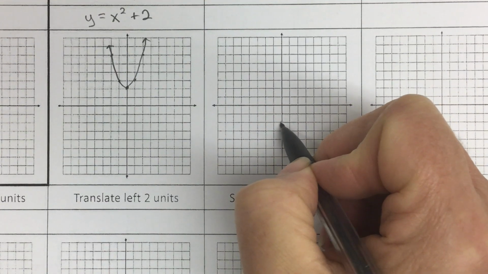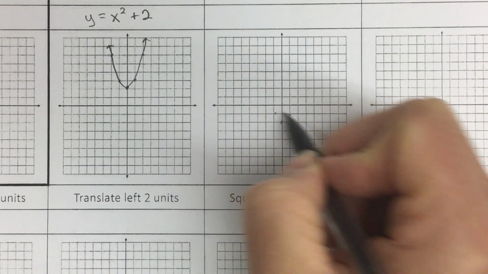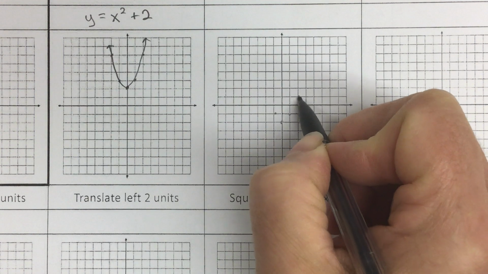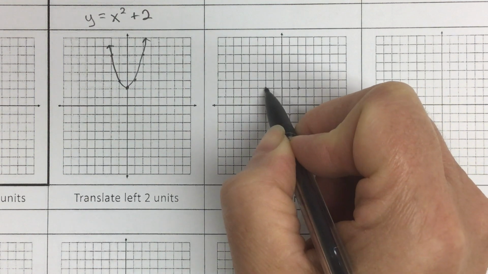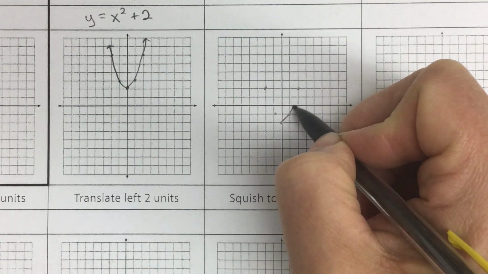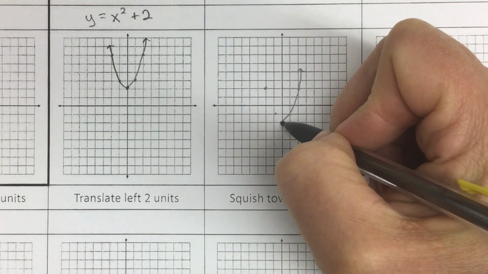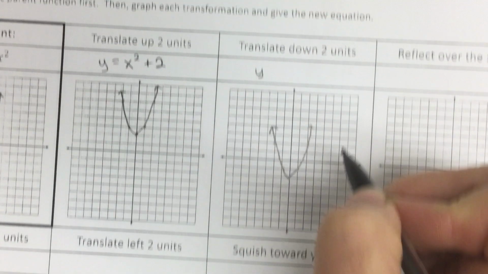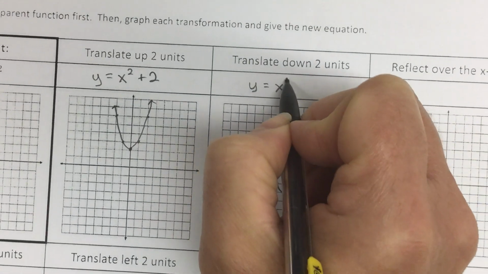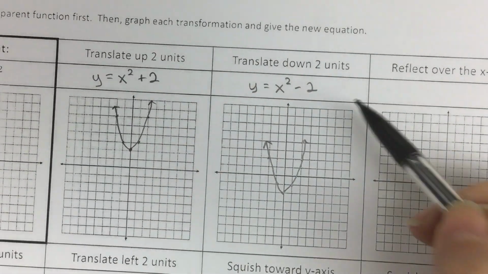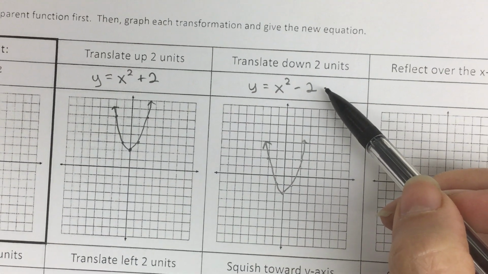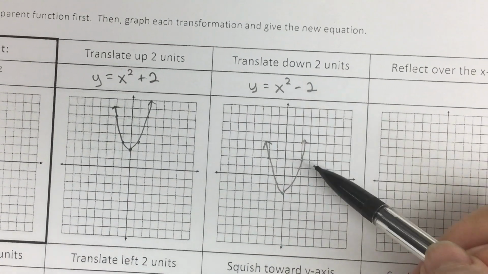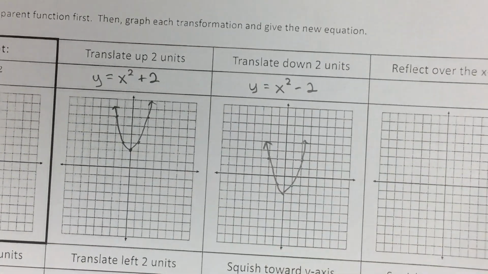To move it down 2 units, we're going to go down 2, over 1, up 1 on each side, over 2, up 4 on each side. And so the equation is going to be y equals x squared minus 2, because if we subtracted a number on the outside of the function, then you would move it down.